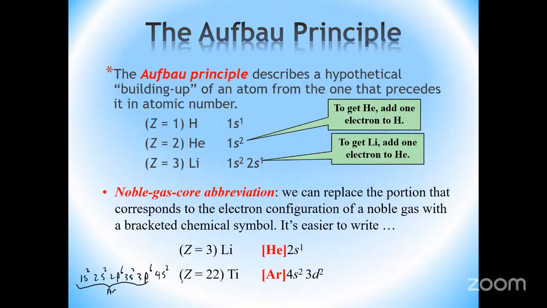Argon, all right? So basically to get from, oh, and I forgot 3d2 here. Right, so argon is this part right here. So basically we replace all of this with the symbol of argon in square brackets, and then we rewrite what is remaining, which would be 4s2, 3d2. And that's basically the abbreviated version. So in this particular case, you can see clearly that writing the abbreviated version is much shorter compared to the full configuration of titanium.